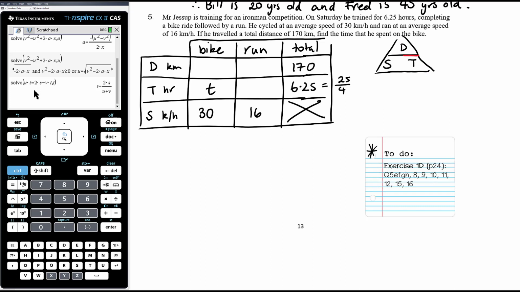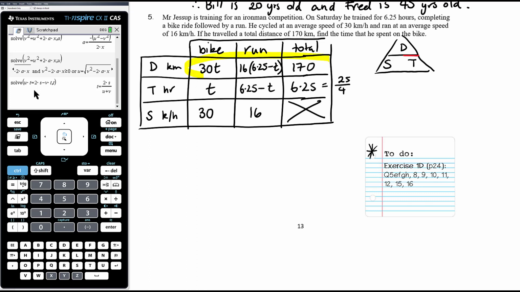So in this column here, I can now fill in the distance row because I know that distance is speed times time. So if the cycling speed is 30 and the cycling time is t, then the cycling distance is 30t, 30 times t. I can also fill out this time because I have the total time. So if the cycling time was t hours and the total time was 6.25 hours, then the running time was 6.25 take away t. And again, the running distance is the running speed multiplied by the running time. Again, we can write that 6.25 as a fraction if we prefer.